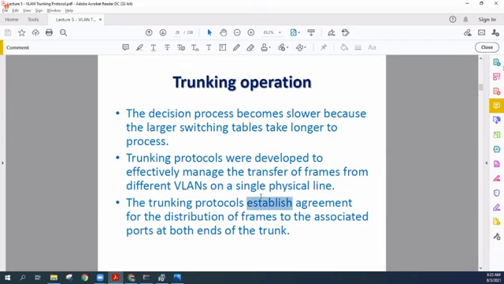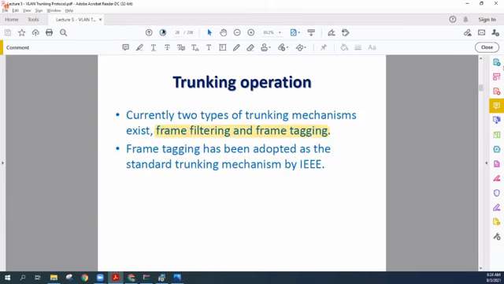The trunking protocol establishes the agreement for distributing the frames to the associated ports at both ends of the trunk. So whatever the communication over the one link, it is there. That means simple stuff. Currently, two types of trunking mechanisms exist: frame filtering and frame tagging. Okay, two approaches: frame filtering and frame tagging.